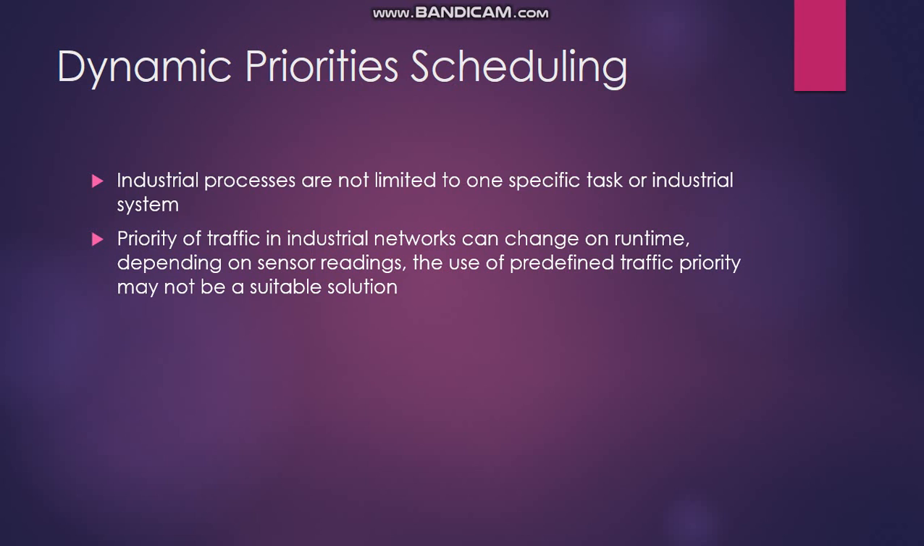The priority of the traffic in an industrial network can change at runtime. Depending on the sensor reading, the use of predefined traffic priority may not be a suitable solution. Hence, priority-based MAC protocols for the IWSN are inefficient in scenarios where specific variation in the current preference can occur. An example of such cases is the alert system, where a violation in a critical approach at runtime may result in instability in the plant's operation.